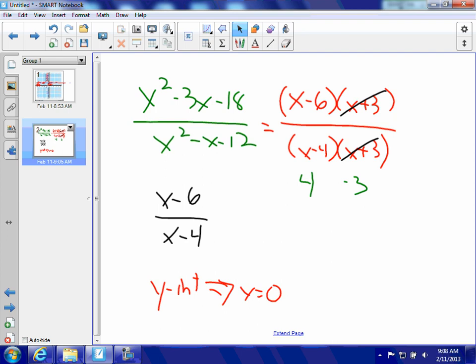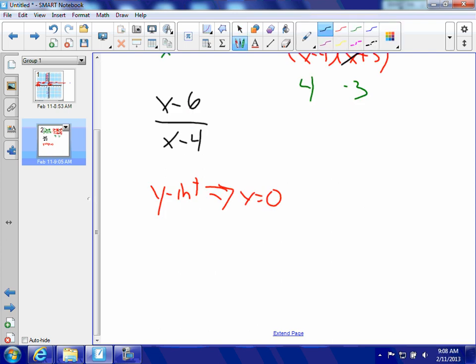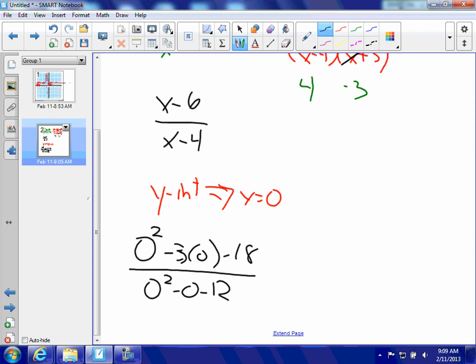Okay. So I'm going to plug 0 in for x. So I'm going to get 0 squared minus 3 times 0 minus 18 divided by 0 squared minus 0 minus 12. So that's 0, that's 0, that's 0, that's 0. I have minus 18 over minus 12, and that reduces down to 3 halves. So I have a y-intercept of 3 halves. You okay with that?